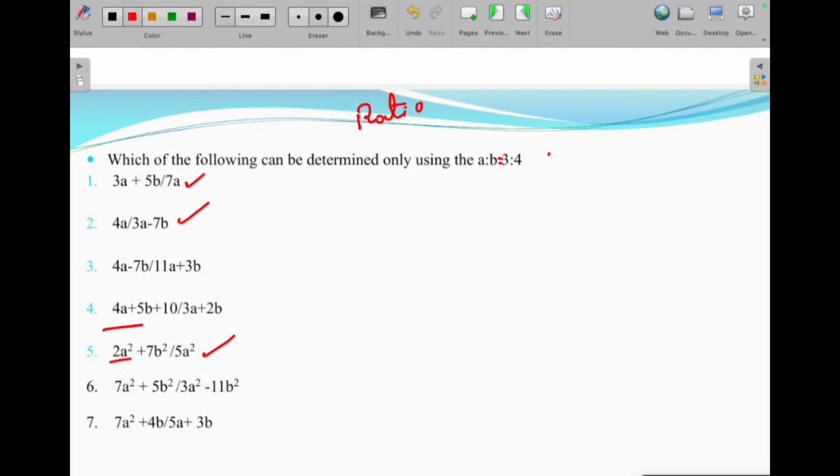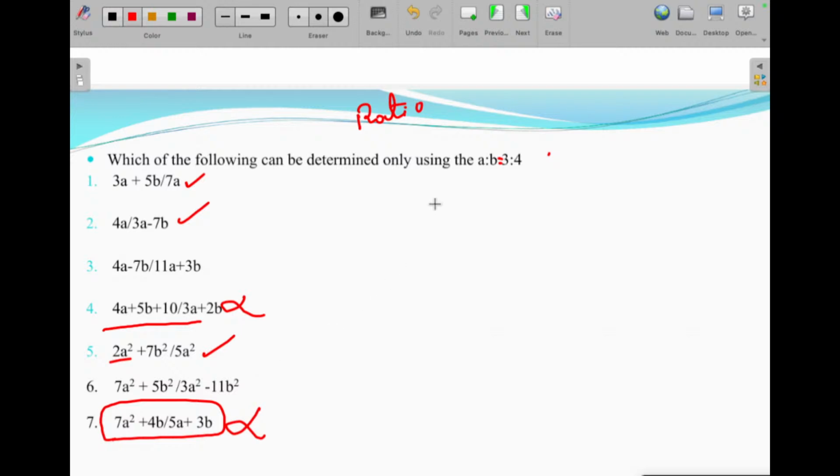Can we find out this? Then can you find out this? Yesterday only we discussed this. Remaining all you can. What is the property? Yesterday we discussed this.